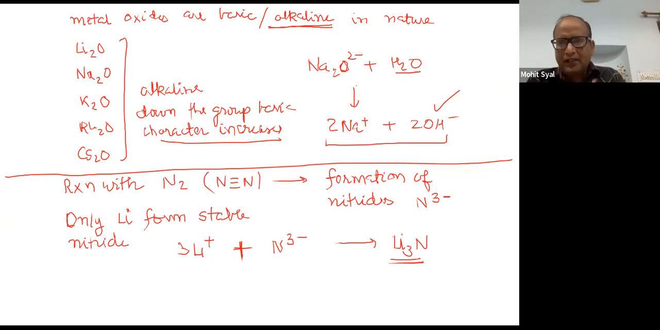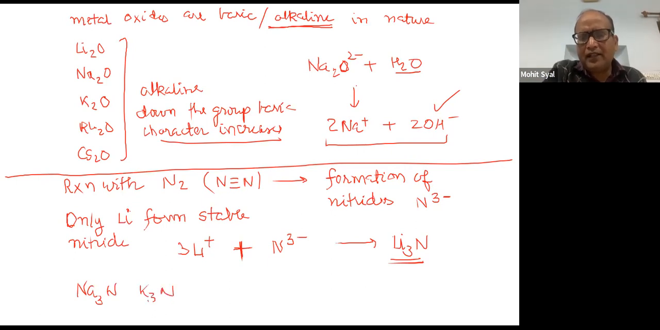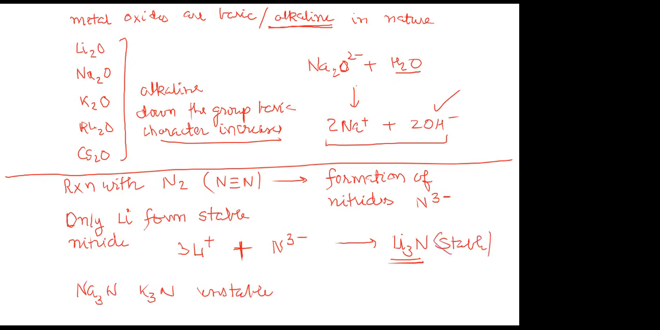But for other elements, the nitrides are unstable. Clear? Because of the larger size, they don't have much attractive force, and that is why they do not form nitrides. So sodium nitride, Na3N, and K3N do not exist; they are unstable. Is it clear? Yes, sir. Okay.